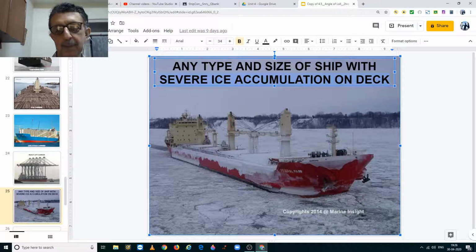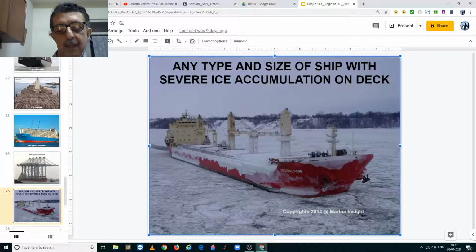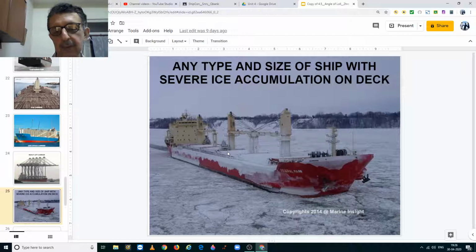How can that happen? Ice is going to accumulate, and additional weight is being put on top of the center of gravity of the ship, thereby reducing her metacentric height. So it is always very important to monitor your metacentric height. Of course, there is no known weight how much you can add, but you can make an estimate and see whether the ship is heading towards an angle of loll condition or not.